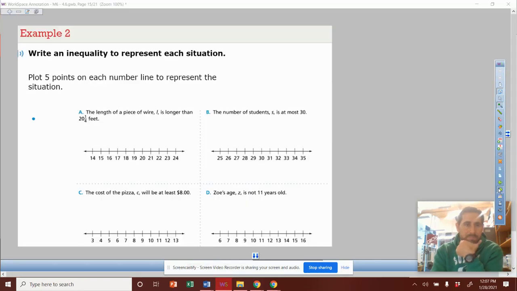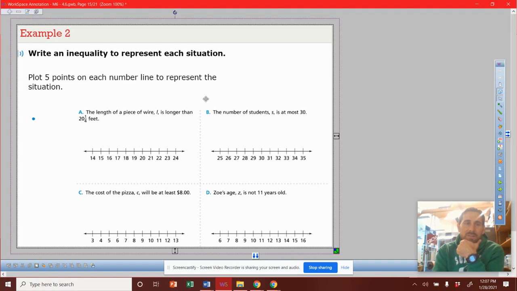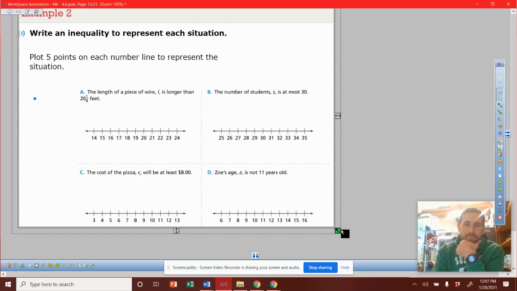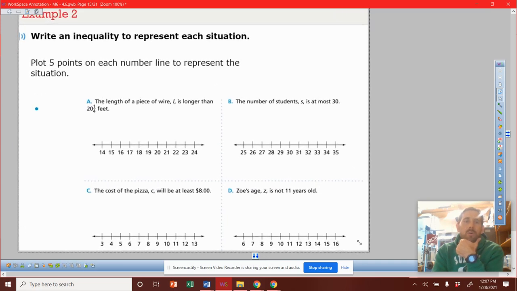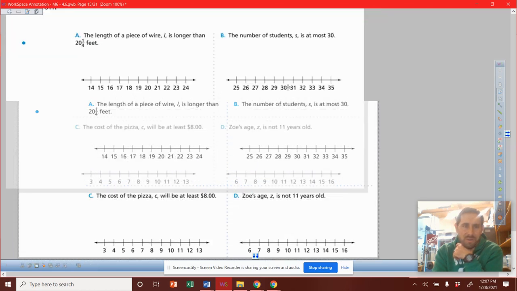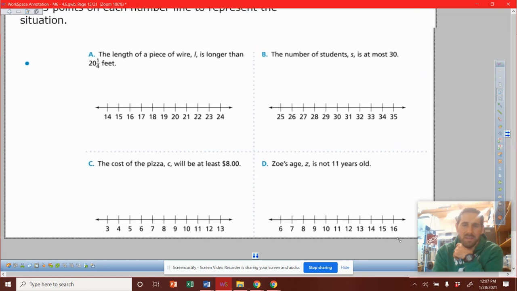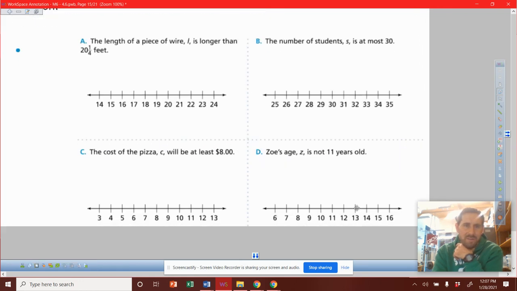Example 2. So there's a bunch of different story problems here that we're going to take a look at. Write an inequality to represent each situation. We're not going to do this direction here, 5 points in the number. We're going to actually just graph these things. We're going to do the whole thing because I think you guys are able to. I think once you see it, you'll be like, yeah, I could have definitely done that.